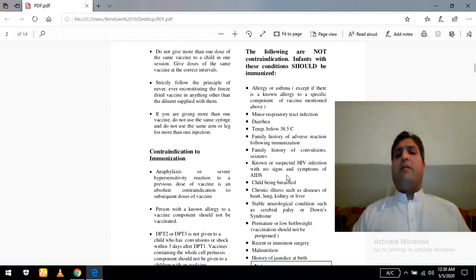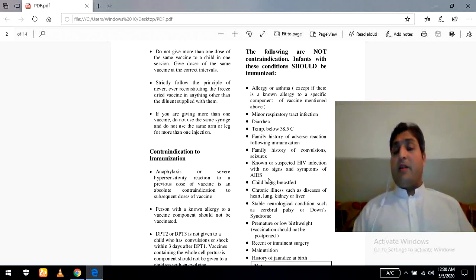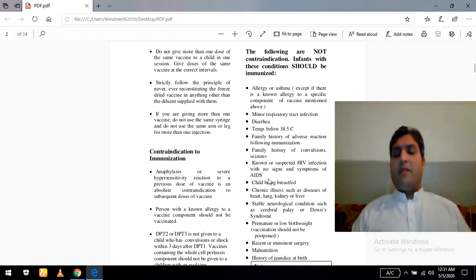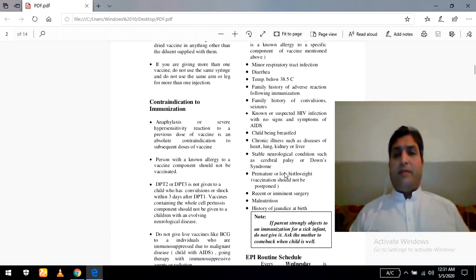If someone is suffering from suspected HIV infection, it means that there is no clear sign or symptom of AIDS. If there is no clear sign or symptom, there is a possibility that the person may be suffering from HIV infection, so the vaccination program is not contraindicated. But if someone is suffering from AIDS, with clear signs and symptoms of the disease, then we have to stop vaccines like BCG. But if the person has susceptibility to HIV, but there is no clear sign or symptom of AIDS, then we have to continue the vaccine. We have to recommend the vaccine.